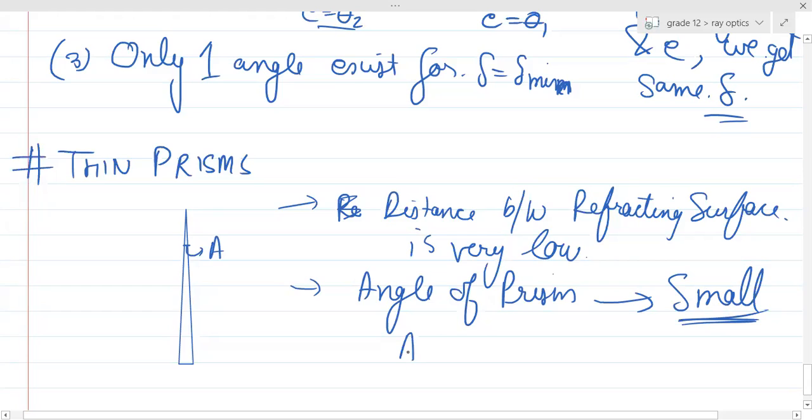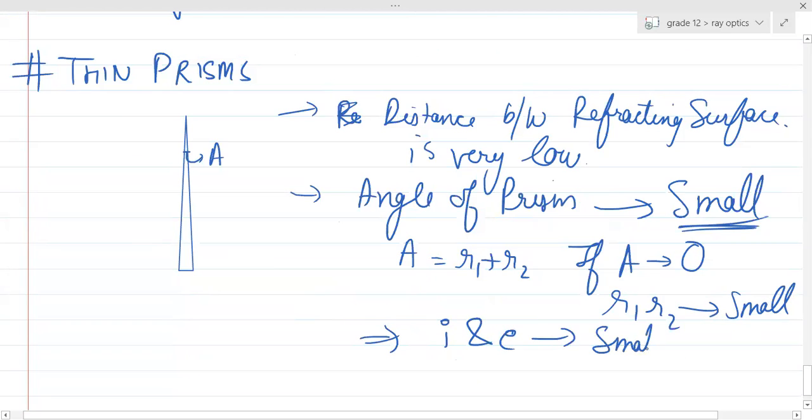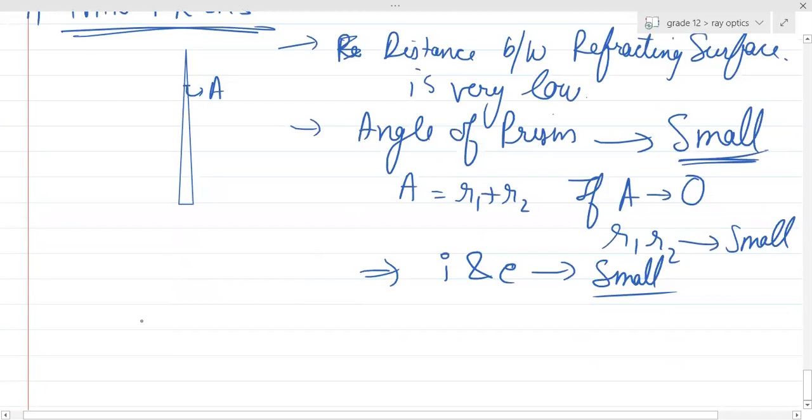Hello guys. A is basically equal to R1 plus R2. If A is tending to 0, if A is very small, then can I say R1 and R2 will also be very small? Yes or no? And if R1 and R2 are very small, then by default I and E will also become small, right? So basically for thin prisms, can we apply the small angle approximations? Yes, sir.